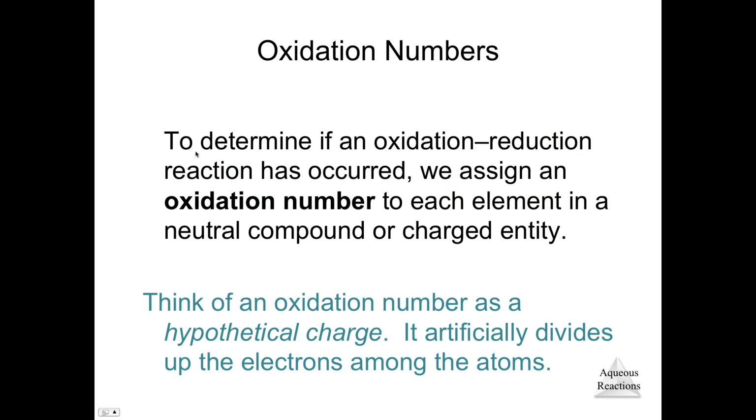So in order to be able to follow what's happening with the electrons, it's important to be able to assign an oxidation number to each element in the reaction. Also, you might see the term oxidation state. And so think of the oxidation number as a hypothetical charge. It's an artificial division of electrons among the atoms, but it gives us a way of following the electrons through the reaction.